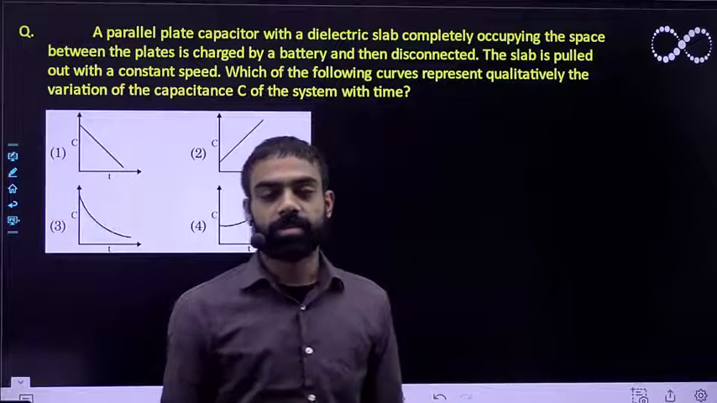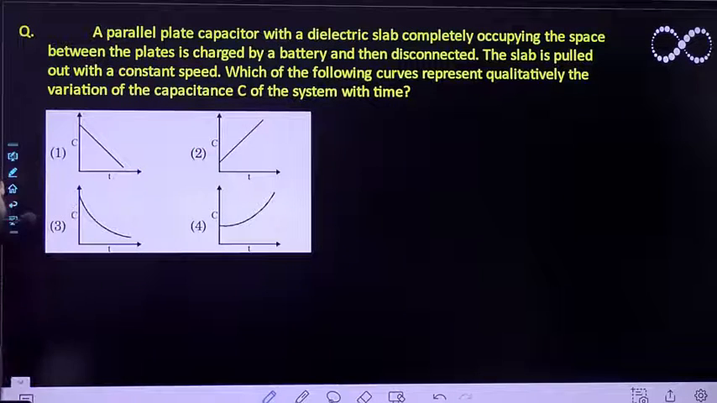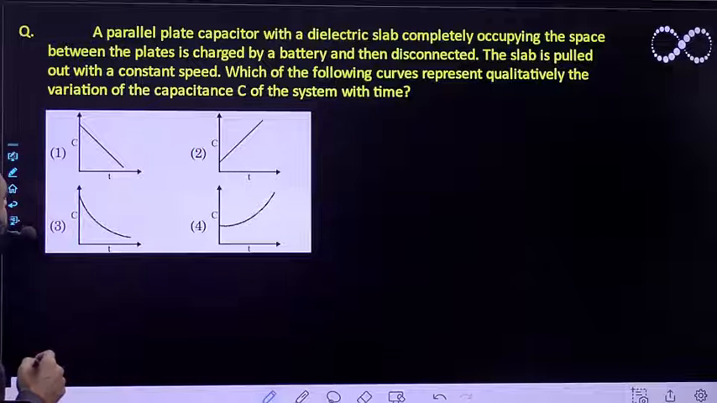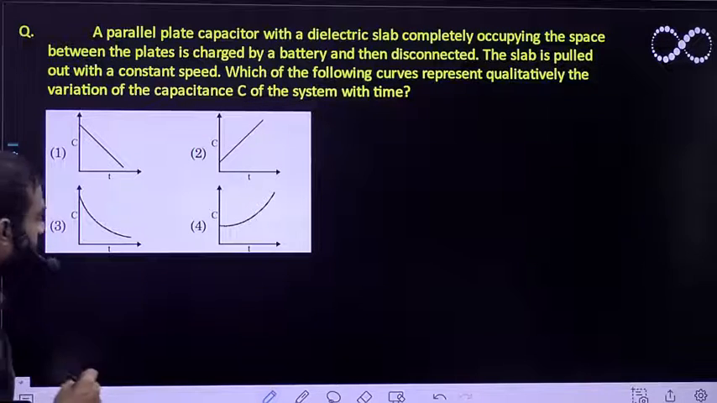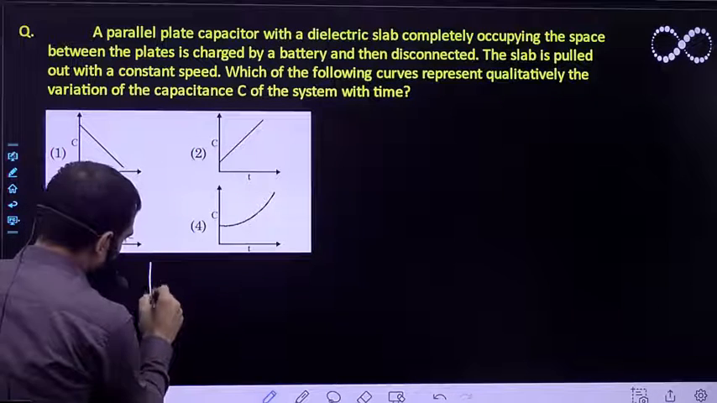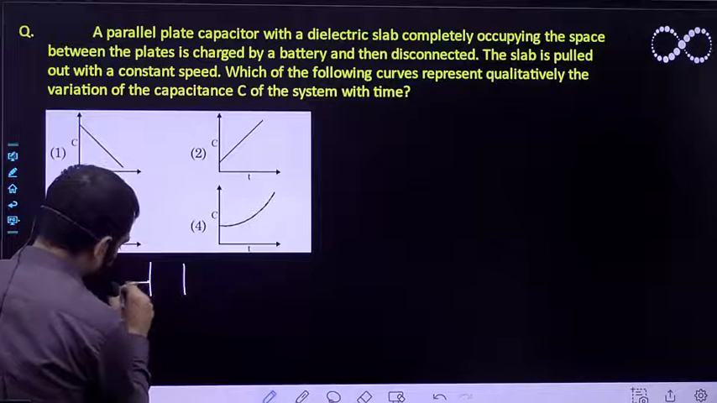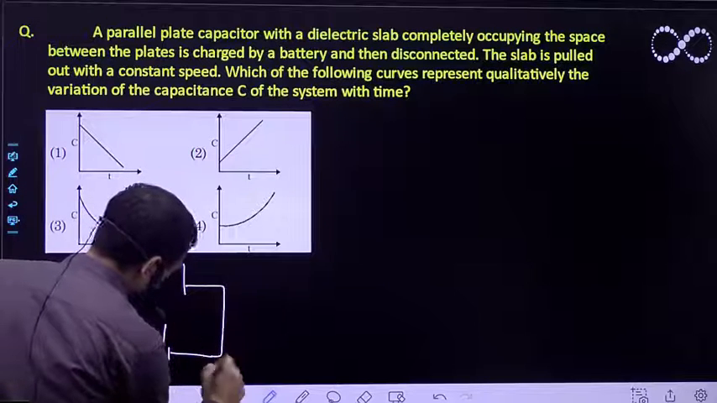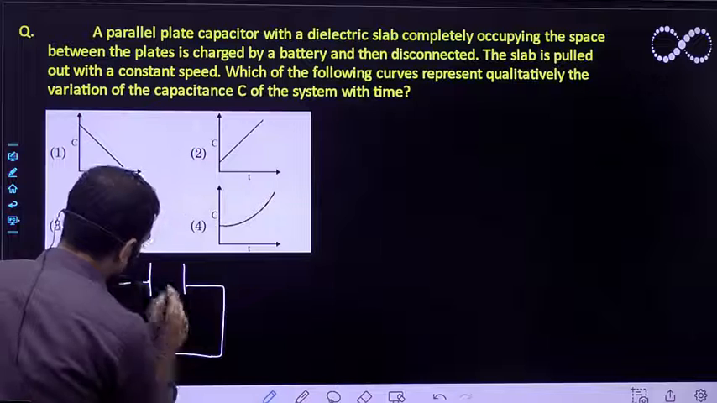Hello students, let us see this question here. A parallel plate capacitor with a dielectric slab completely occupying the space between the plates is charged by a battery. So let us see the figure. I am making the figure here. So this is a charged capacitor, suppose, and this is the battery, suppose, and there is a dielectric inside it.